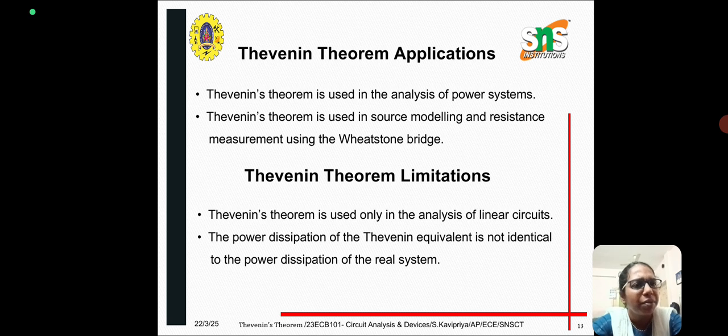And what are the limitations of Thevenin's theorem? Thevenin's theorem is used only in the analysis of linear circuits. A linear circuit is one in which whenever there is a change in the input, a corresponding change is produced in the output. Such circuits are called linear circuits. So Thevenin's theorem cannot be applied to non-linear circuits. Also, the power dissipation of Thevenin's circuit is not identical to the power dissipation of the real system.